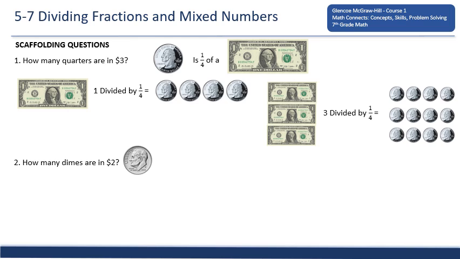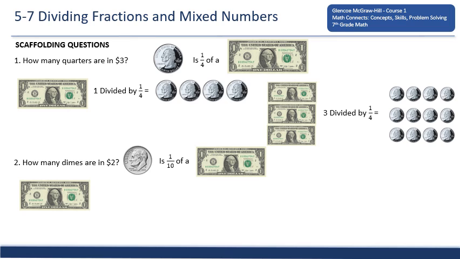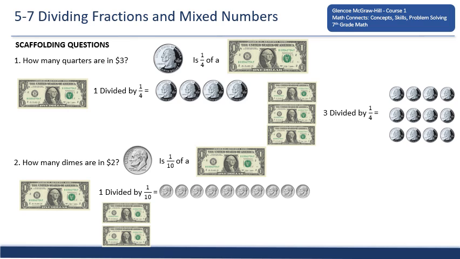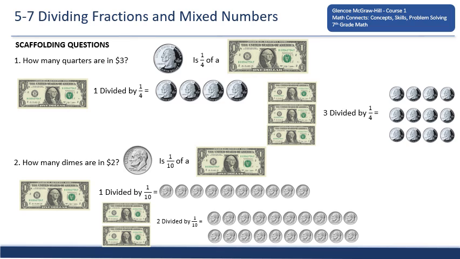How many dimes are in $2? A dime is 1/10 of $1. So $1 divided by 1/10 is 10. So if we have $2 divided by 1/10, we're going to have 20.